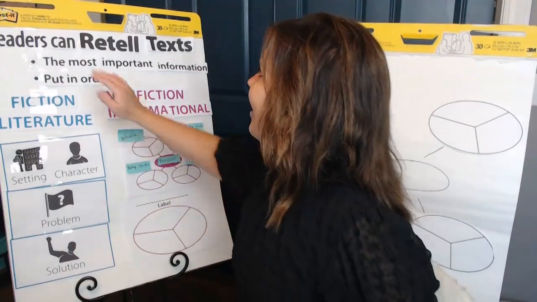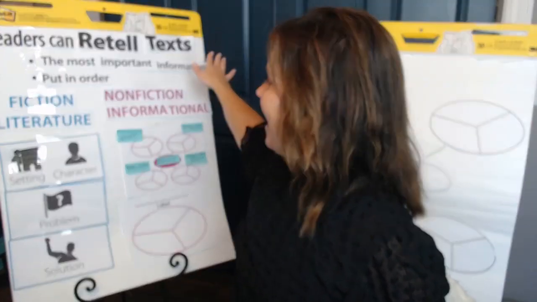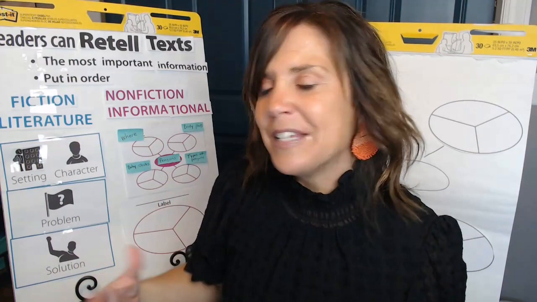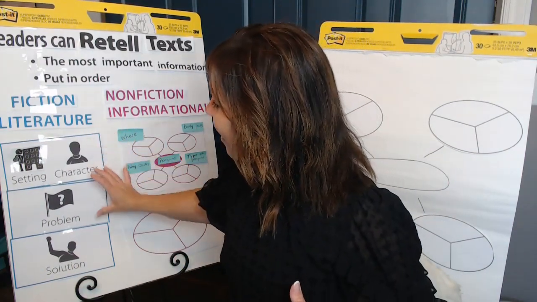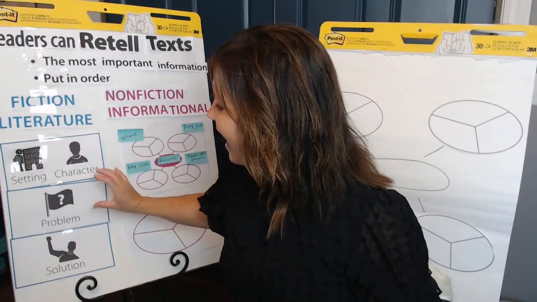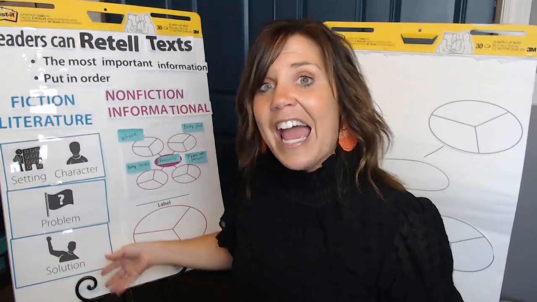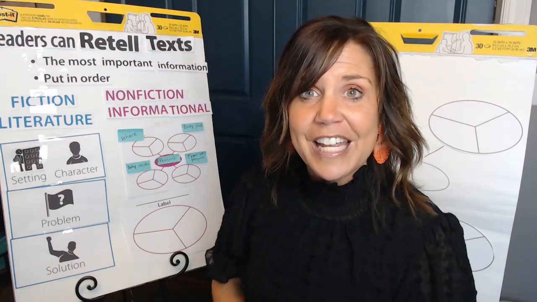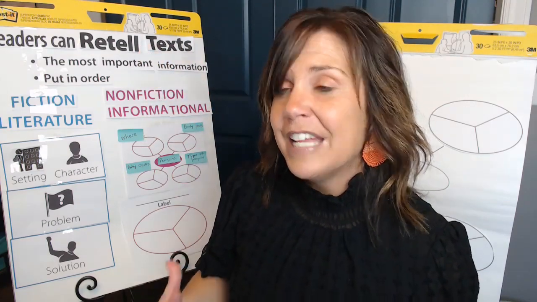We have been working on how readers can retell text. We started off looking at fiction or literature, stories, and how you can use the three-box strategy to retell, talking about setting and character, and then the problem and the solution. And then last time we looked at how readers retell nonfiction text or information text.